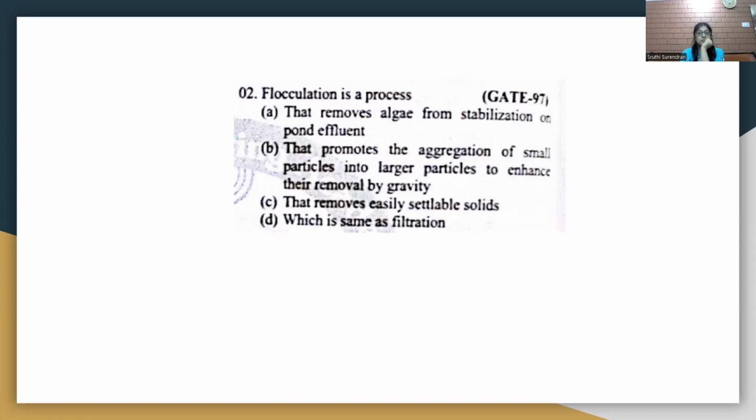Okay, so the answer for this is option B. Flocculation is a process that helps in the aggregation of smaller particles. Colloid particles come together when the charge is neutralized and form larger particles called flocs, which, because of their larger size, will tend to settle down. So this is basically the flocculation process.